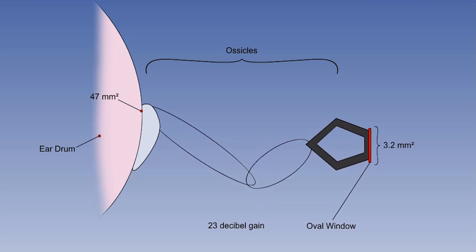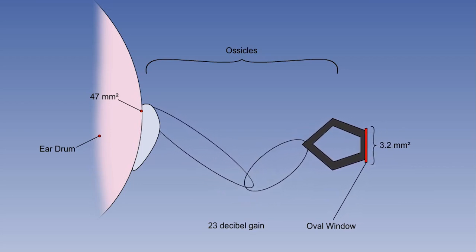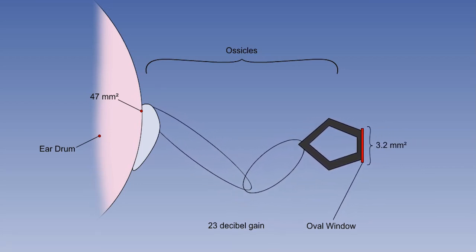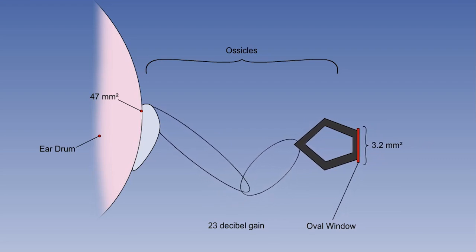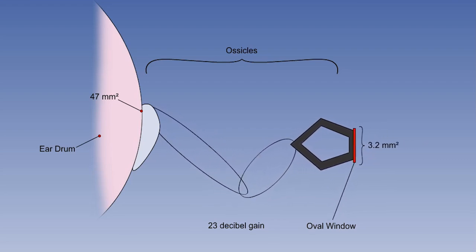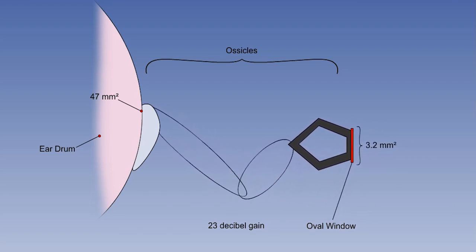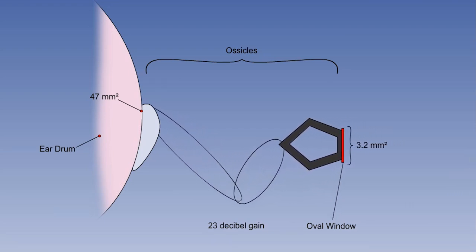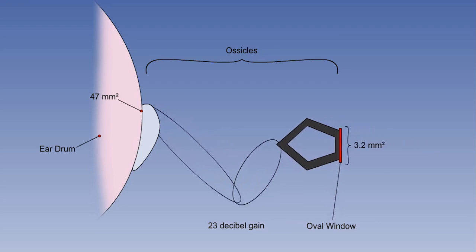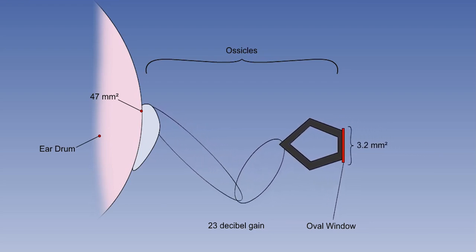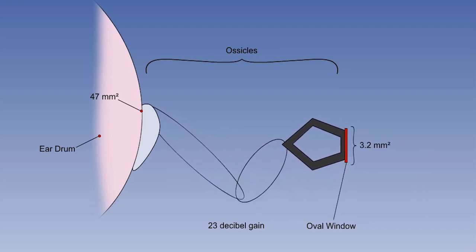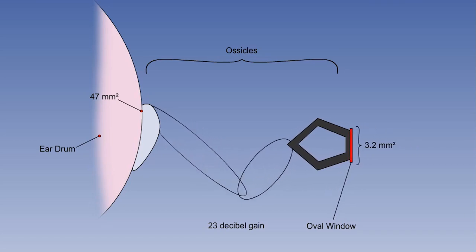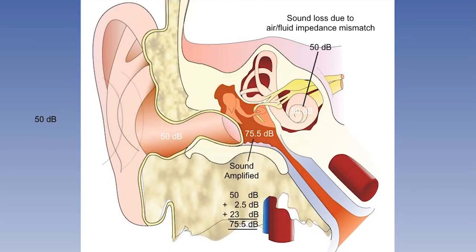Of greater effect is the area ratio of the eardrum to the stapes. The effective area of the eardrum is about 47 square millimetres. The area of the base of the stapes, where it connects to the oval window of the cochlea, is about 3.2 square millimetres, giving an area ratio of the 2 surfaces of 14.7:1 and a decibel gain of 23. Remember that pressure is equal to force divided by area.